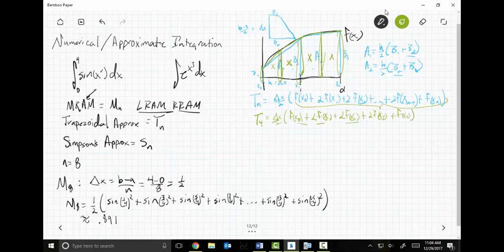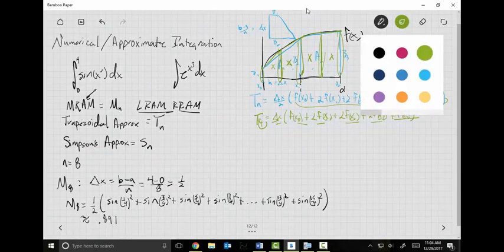1, 2, 3, 4, 5 values to get T sub 4. All right, so that's important because that's going to screw you up, because before I had 8 values. Why did I have 8 values? Because it was M sub A. Well, not so much with trapezoidal, okay?